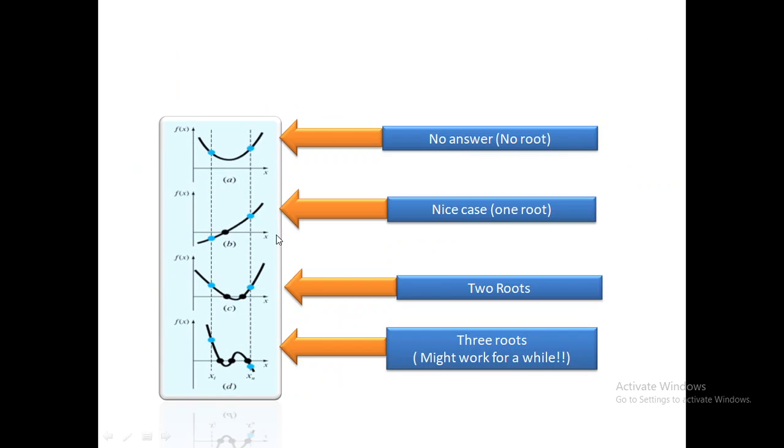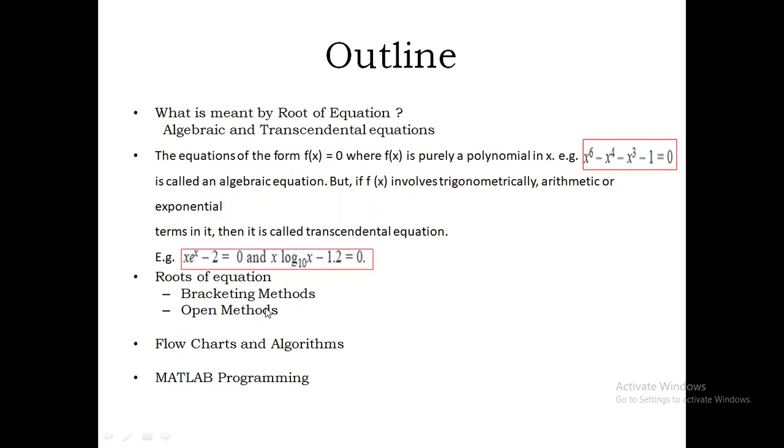Roots of equation. When you draw the graph, and the line touches or intersects the x-axis, this point is called a root. Here you get a single root, or one root. See here, this line or curve intersects two times, at this point and this point, which means you get two roots. These are nothing but the roots.